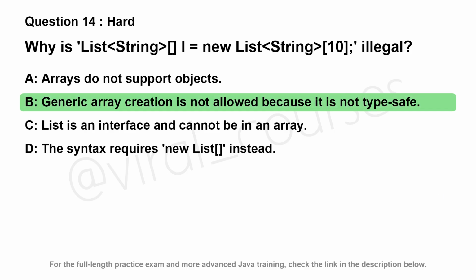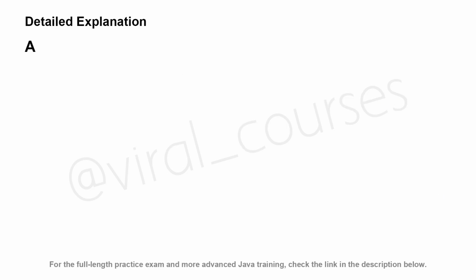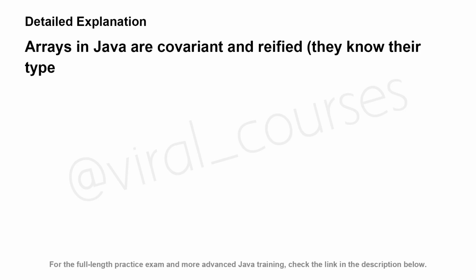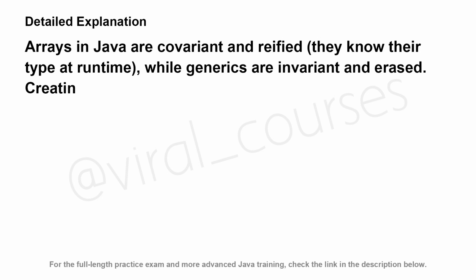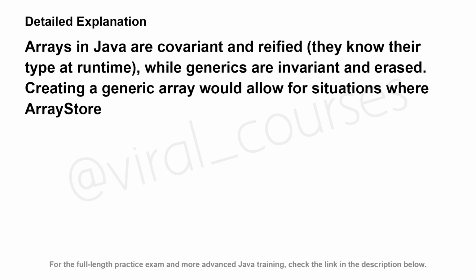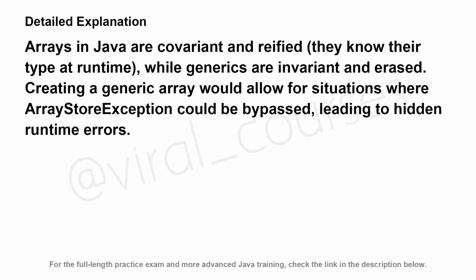The correct answer is B. Arrays in Java are covariant and reified. They know their type at runtime, while generics are invariant and erased. Creating a generic array would allow for situations where ArrayStoreException could be bypassed, leading to hidden runtime errors.